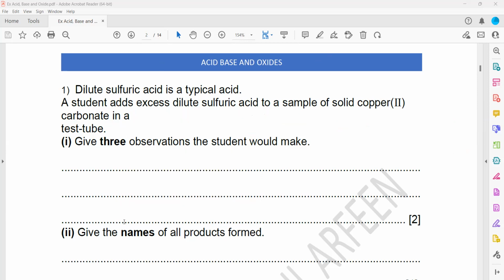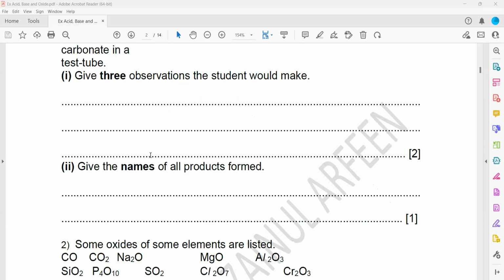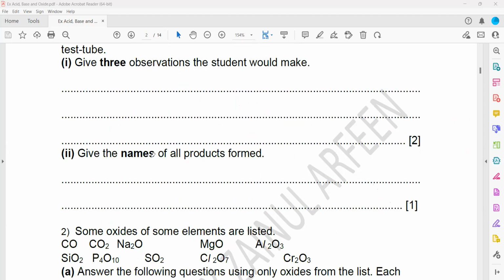Give the name of all the products. Copper carbonate reacts with sulfuric acid. As a result, it will produce copper(II) sulfate, water, and carbon dioxide.